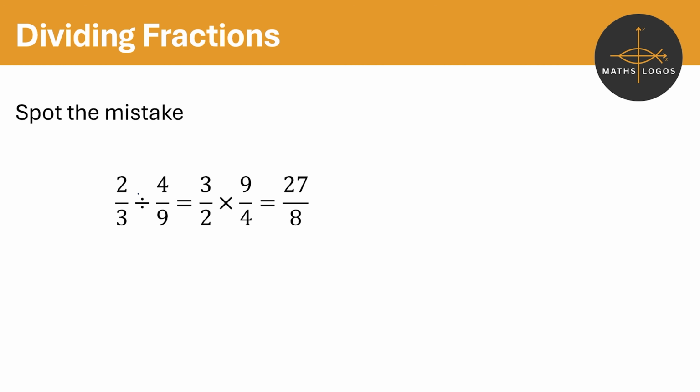Okay, let's have a look at it together. This is quite a common mistake people make. 2/3 divided by 4/9 is equal to 3 over 2 multiplied by 9 over 4. And the mistake is this: they've taken the reciprocal of 2/3 to give them 3 over 2, and they've taken the reciprocal of 4/9 to give them 9 over 4. But the problem is they were not meant to take the reciprocal of the first fraction. So this calculation really should have been 2/3 multiplied by the reciprocal of 4/9, and they did that part right to give them that, and then they should have taken it from there.